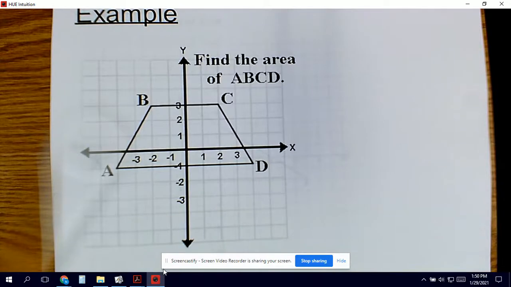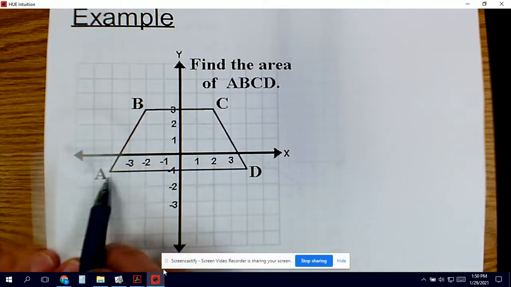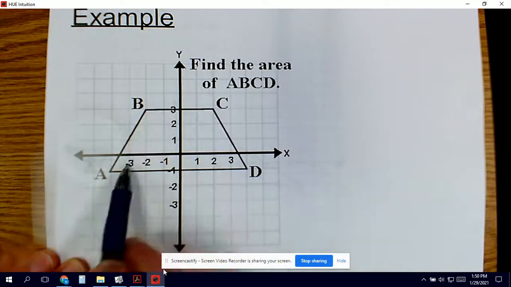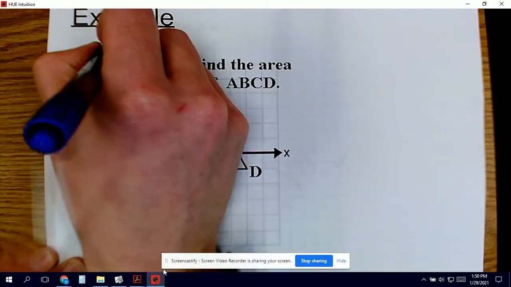All right, our next example, we have quadrilateral ABCD on the screen. Let's find the area of this together. Step one, identify the shape. This is a quadrilateral. I see that opposite sides are parallel, so we actually have a trapezoid.